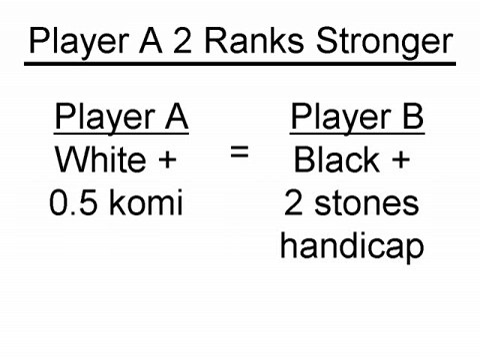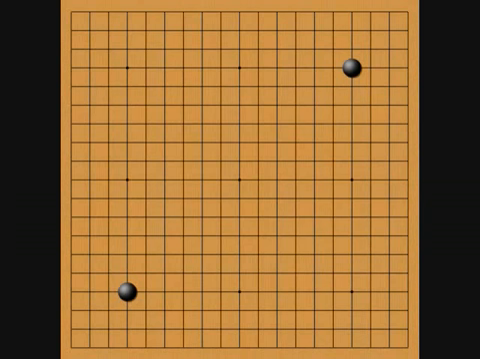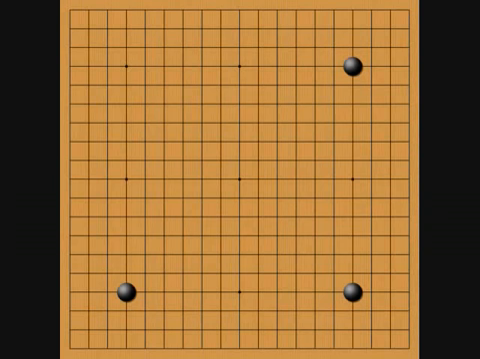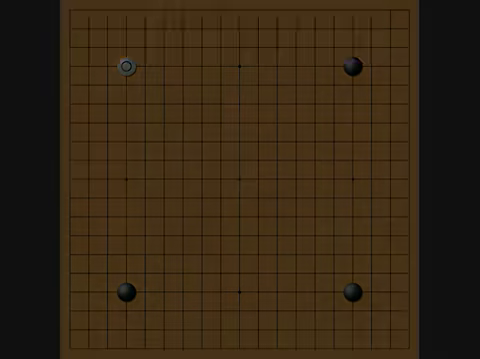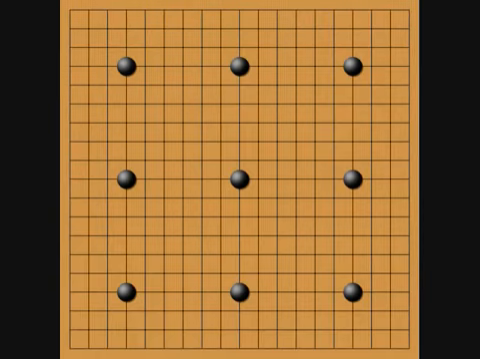If the difference in ranks is larger than 1, then the stronger player still takes the white stones, still without komi, but now black gets to put extra stones on the board before the game begins. If the difference is 2 ranks, black puts 2 stones on the board before white gets a move. If it's 3 ranks, black puts 3 stones on the board, and so on. This handicapping scheme generally is useful up to about 9 ranks.